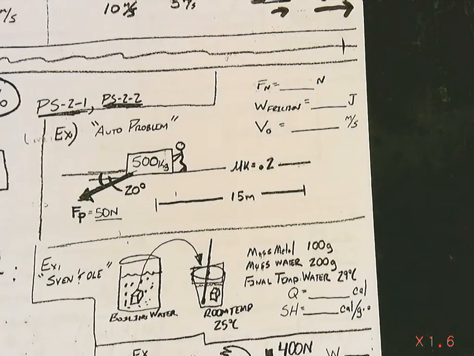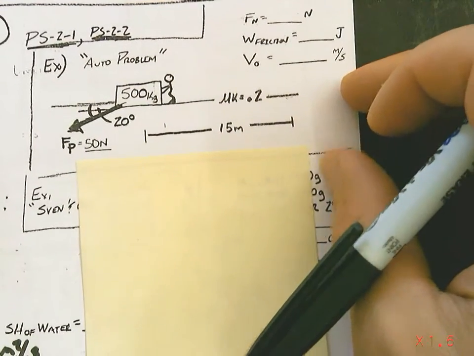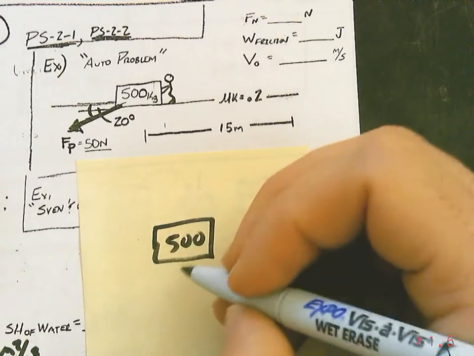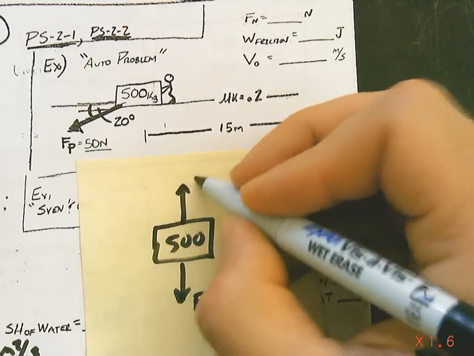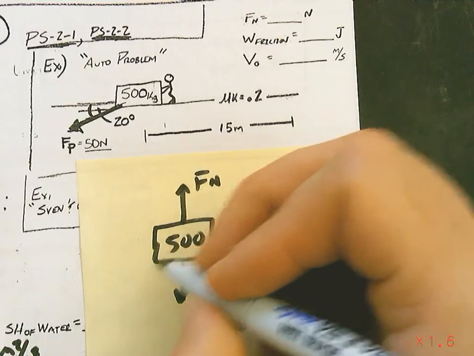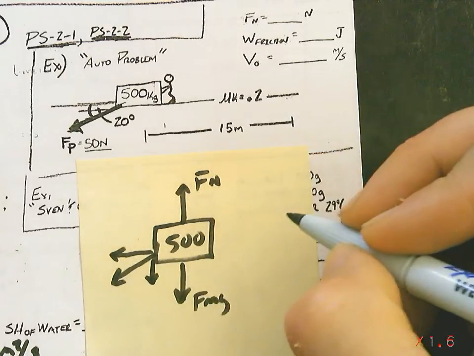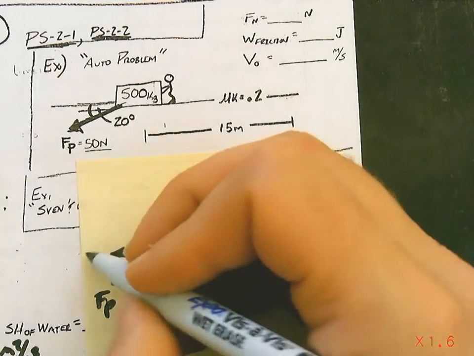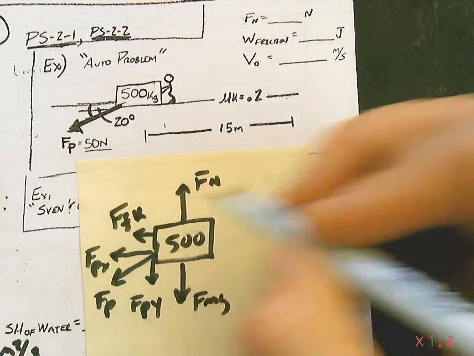Let's take a look here now at the auto problem. So once again, we've got to begin with the force diagram. Let's kind of go through here and break down our forces. So we have a 500 kilogram auto, and this is going to have a number of forces on it. One is weight, another is normal force. Then we have a person who's pushing at an angle. That means it has an X component and a Y component. So all that is one force called FP, with components FPY and FPX. And friction helps us stop this car.